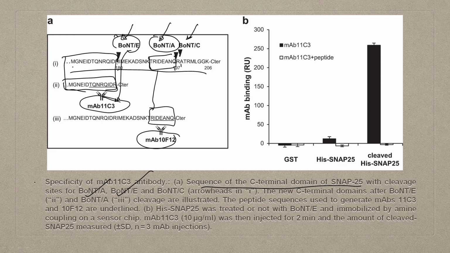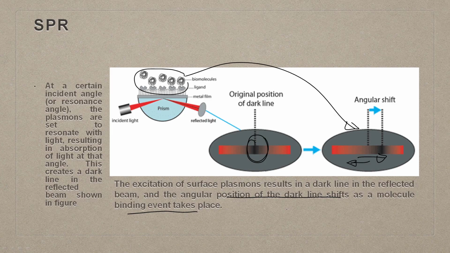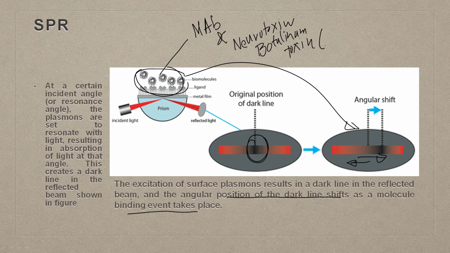Arrowheads, as I have already mentioned. The new C-terminus domains of botulinum E and botulinum A cleavages are illustrated, and the peptide sequences are used to generate monoclonal antibodies, 11C3 against E and this one against A. Okay. So, now you have the antibodies at your disposal, and these antibodies will bind to the toxin fragment. So, going back to the logic I was trying to tell you, now replace this interaction with, say for example, monoclonal antibody MABs and neurotoxin, in this case botulinum toxin, depending on which version of monoclonal antibody you are working with, A, E, C and so on.